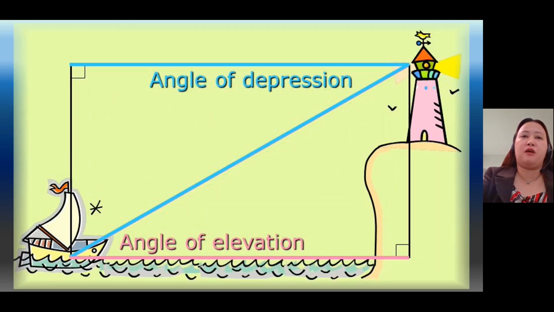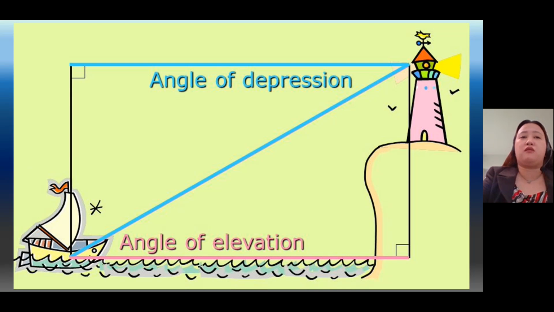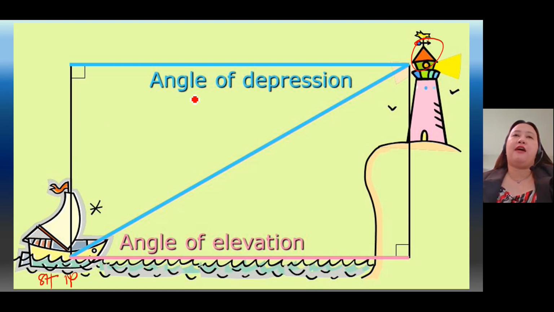For the angle of depression and the angle of elevation, you can see here on the screen the ship, and then we do have here the lighthouse. The angle of elevation, as you can see on the screen, is the angle of this right triangle on the lower portion.